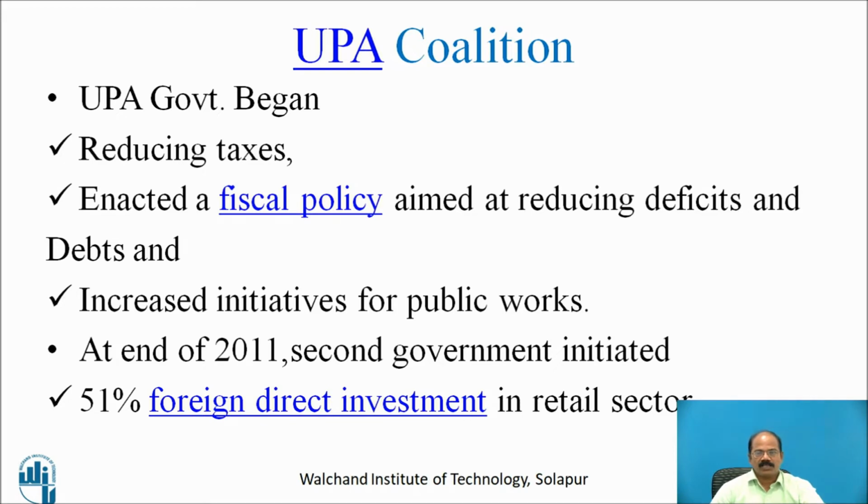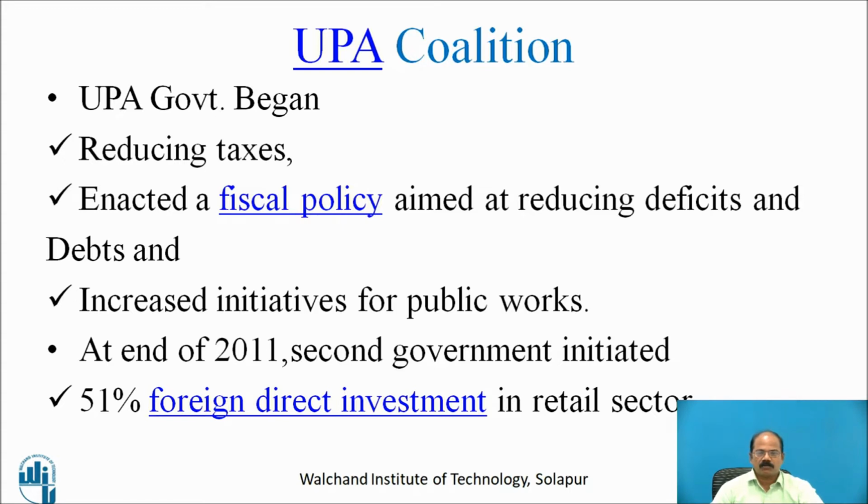The UPA coalition government began reducing taxes for the majority of the industries. This particular initiative was taken to boost them. It also enacted a fiscal policy aimed at reducing deficits and debts. It also increased the initiative for public works.